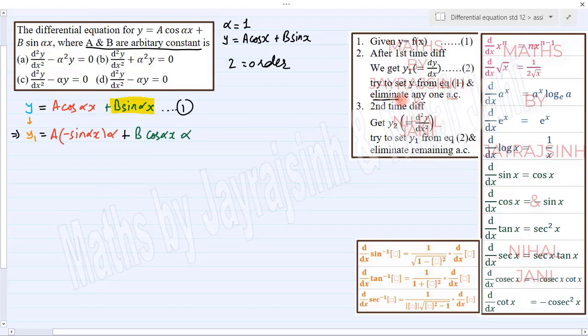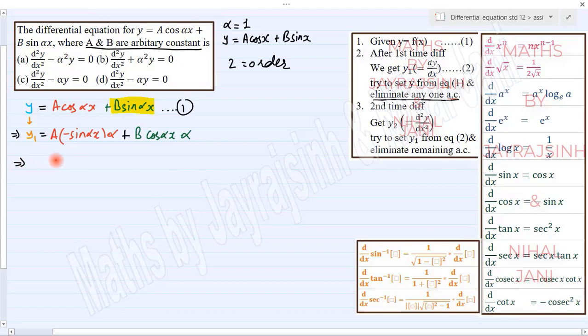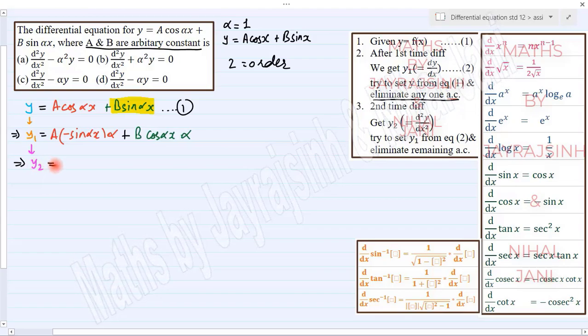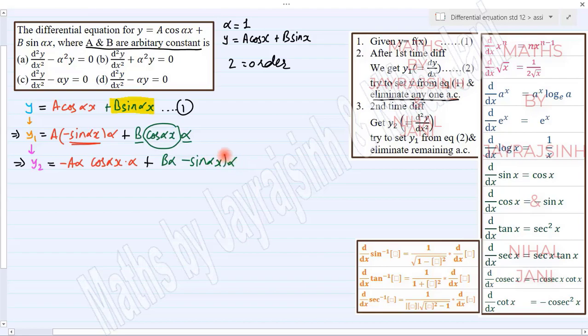Now traditionally we have to eliminate any one arbitrary constant, but here we have purely trigonometric terms. So instead of eliminating a or b, let's differentiate again with respect to x. So your y1 will become y2, and in the first term minus a alpha will be as it is, and we just have to differentiate this sin alpha x. So it will be cos alpha x into alpha, plus in the second term b and alpha will be as it is, and differentiation of cos alpha x will be minus sin alpha x into alpha.